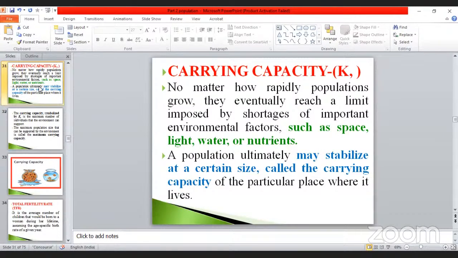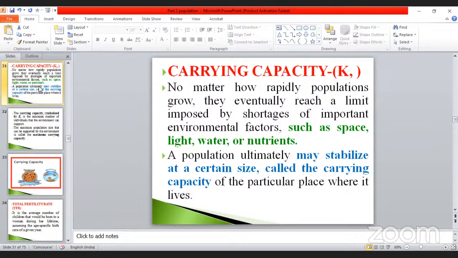Next, we are going to discuss the part called carrying capacity. So what is carrying capacity? The carrying capacity is denoted as a constant, with the letter K. Suppose any living organism wants to grow in a particular area or environment, the environmental factors are essential for its growth, reproduction, and so on.